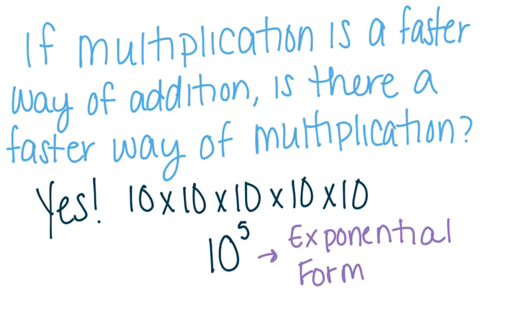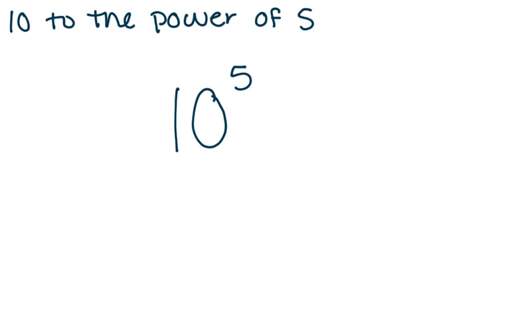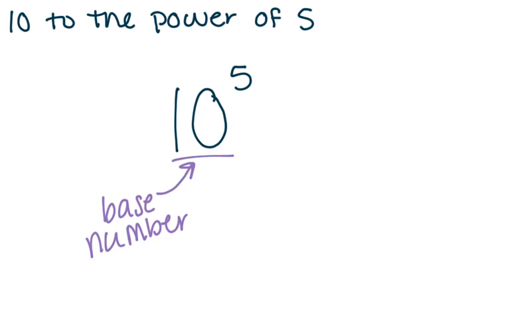This is called exponential form. Let's look at the exponential form closer. On the screen, I have written it again, 10 to the power of 5. So this is read as 10 to the power of 5. The 10 is the base number, and the 5 is the exponent. The exponent is always going to be floating in the upper right corner of the number, and it is written as half the size as our base number.